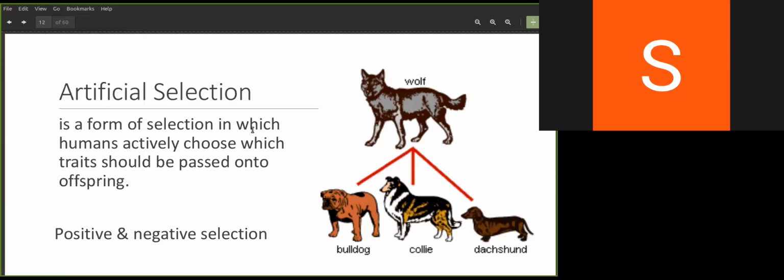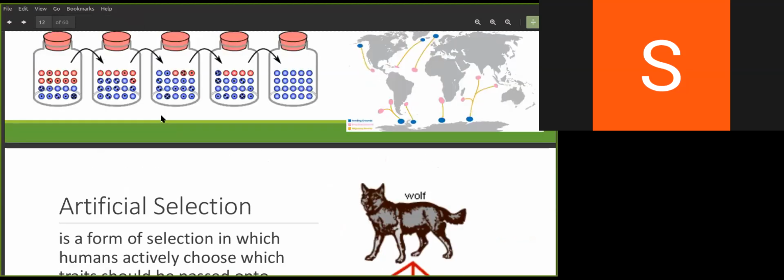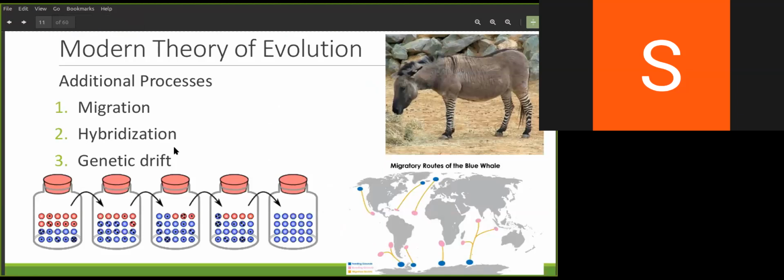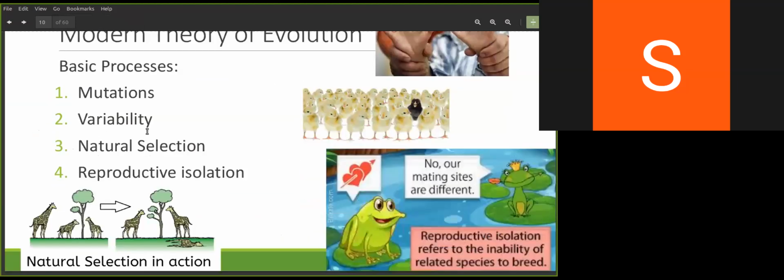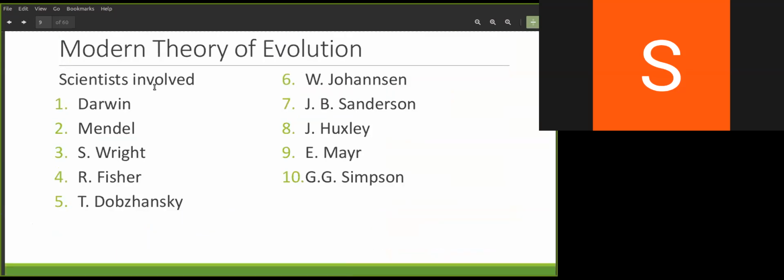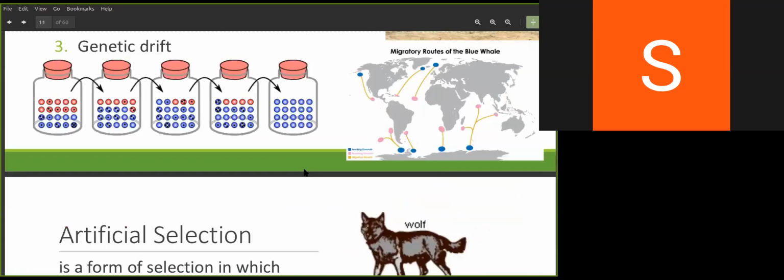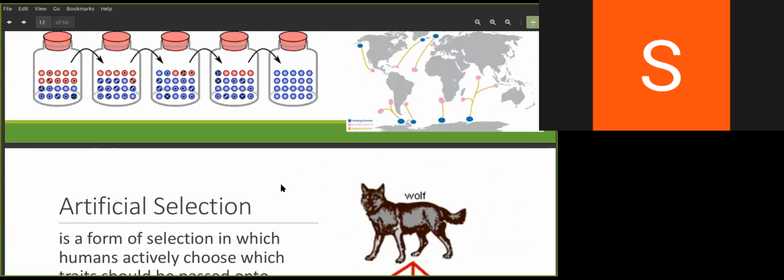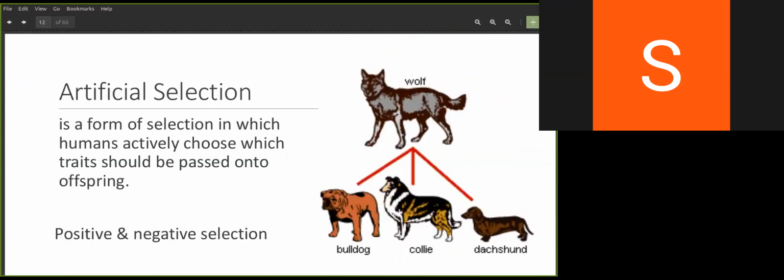Okay, so the activity from this video is to make a little summary, a little infographic, with all this information. It's not that much information. Be sure you include artificial selection, this additional process, then migration, hybridization, genetic drift, the basic processes, mutation, variability, natural selection, reproductive isolation, and the name of the scientist. It's a little infographic. Just make sure that you include all that. I want the artificial selection in there so we can complete that.